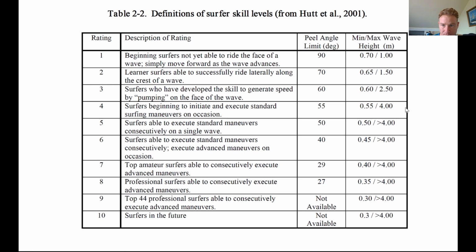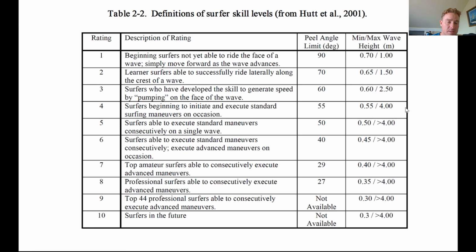So a rating 1 or a level 1 surfer, beginner surfer, not able to ride the face of the wave, basically riding whitewater. A rating 2 or level 2 is a surfer able to successfully ride laterally along the crest of a wave. And they said that the peel angle limit is about 70 degrees. Anything faster of a peel angle, because they don't know how to generate speed, they're not going to be able to keep up with. So any sections that are faster than, say, a 70-degree peel angle is too fast because they can't generate speed. The minimum wave height is about 0.65 meters. Maximum is about 1.5. So meaning they can ride a little bit bigger waves and they can ride a little bit smaller waves and ride down the line.